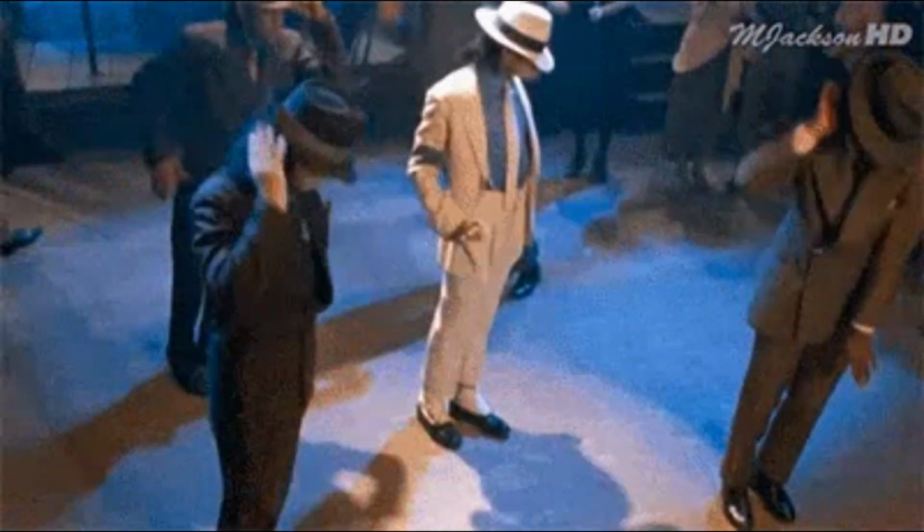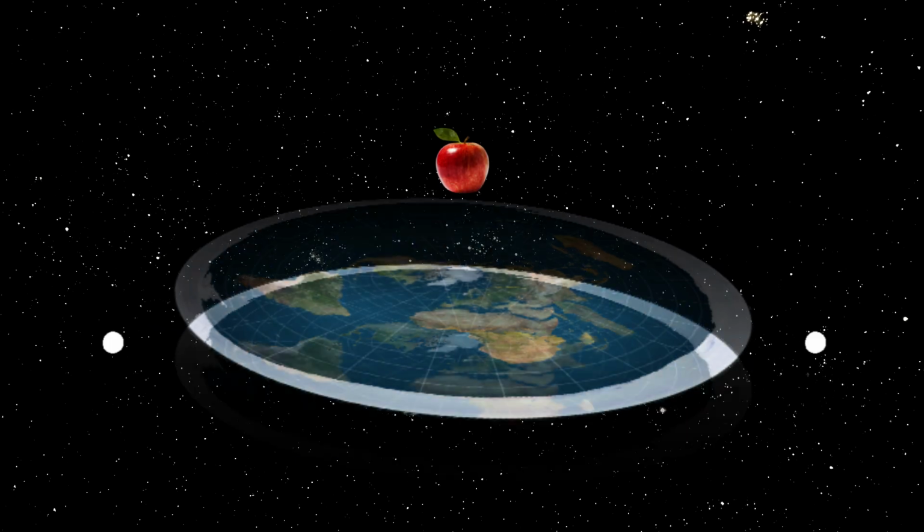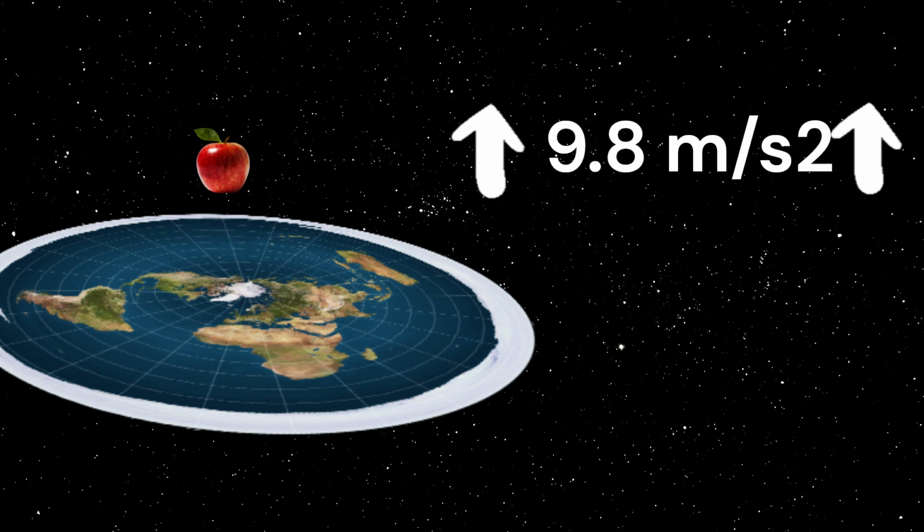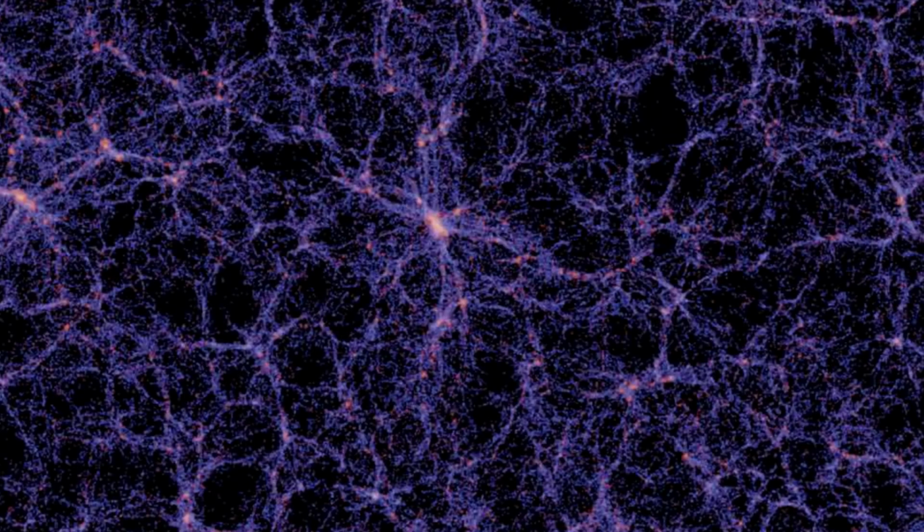Number 1. Gravity is an illusion. They believe that objects do not fall downwards. Instead, the disc-shaped Earth accelerates upward at a speed of 9.8 meters per second squared, driven up by a mysterious force called dark energy.